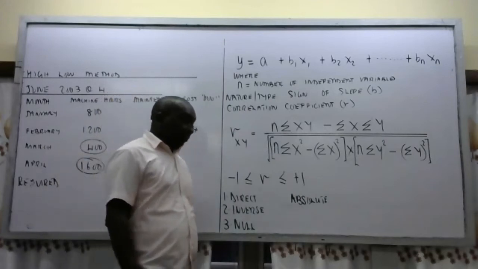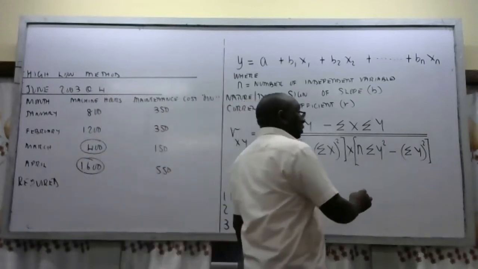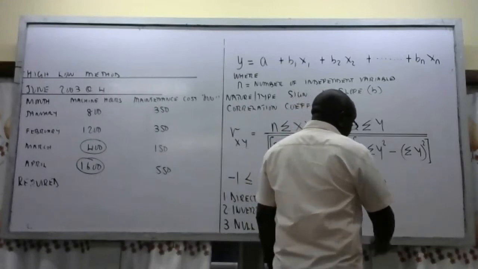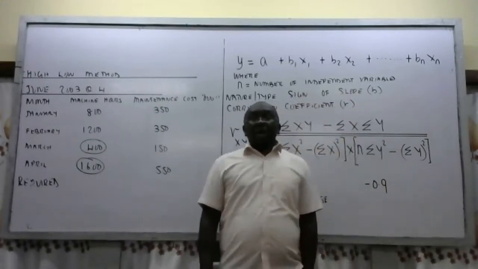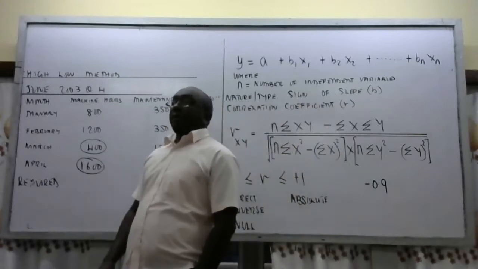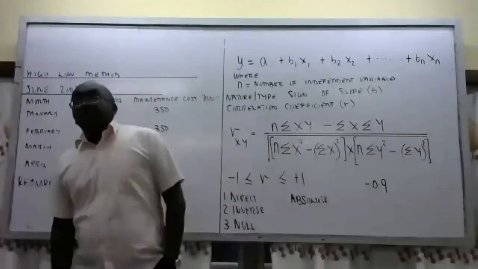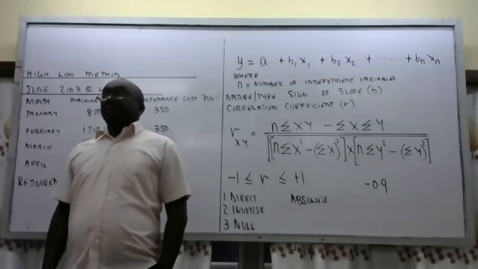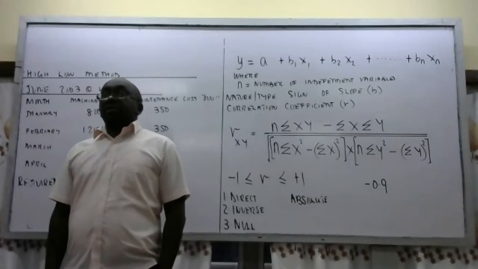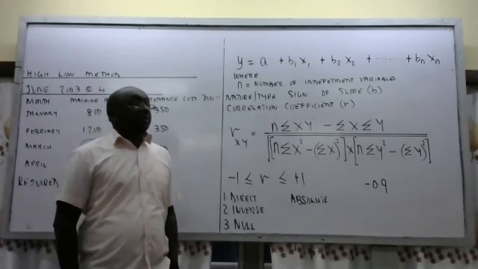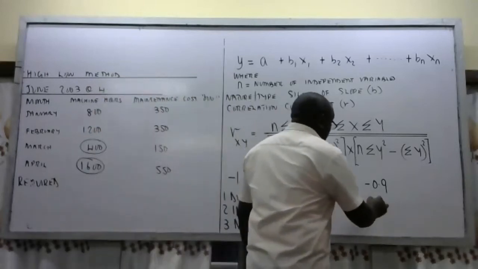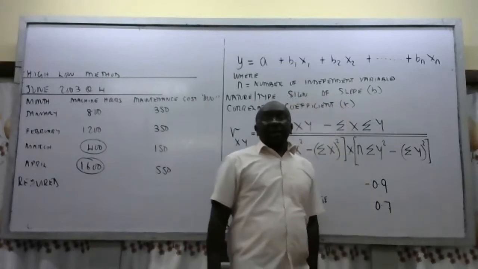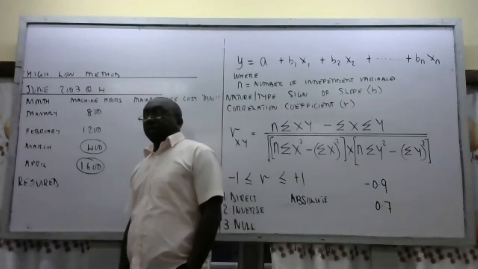E.g., minus 0.9 represents a stronger relationship than 0.7.